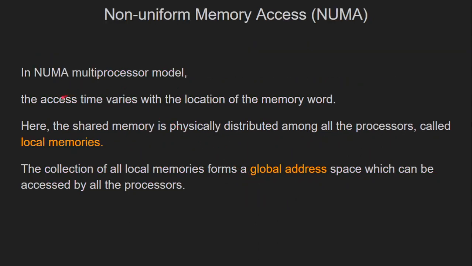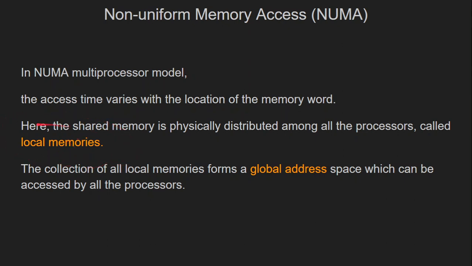As the name implies, the access time varies depending upon the location of the memory word, because the memory is not uniformly distributed. So naturally, based upon the distance and the location where it is placed, the access time also varies. Here the shared memory is physically distributed among all the processors, called local memory. That means every processor has its own share of memory, which is called local memory.